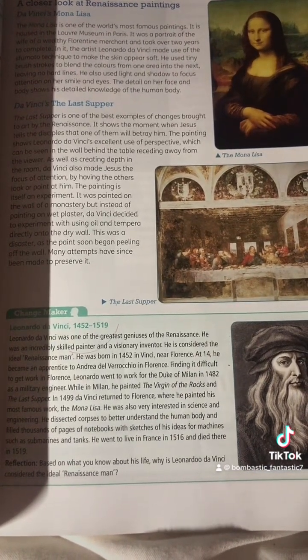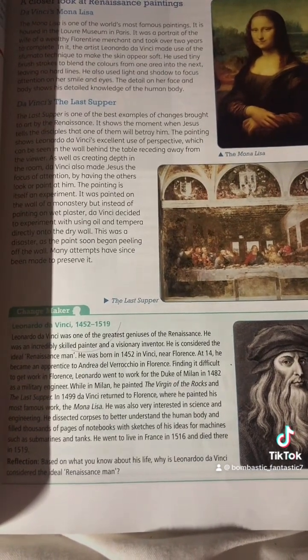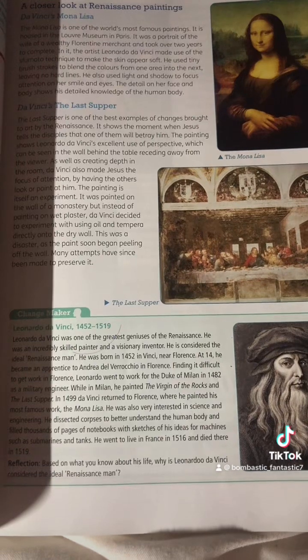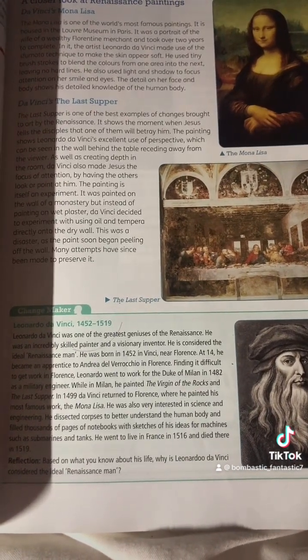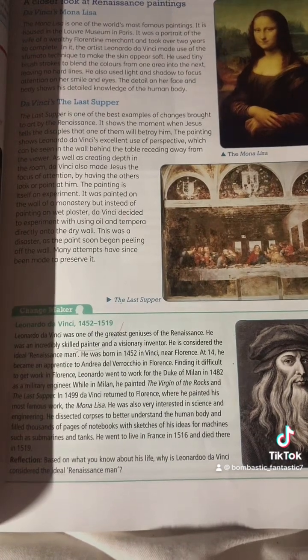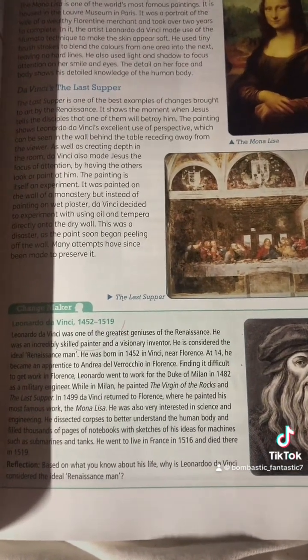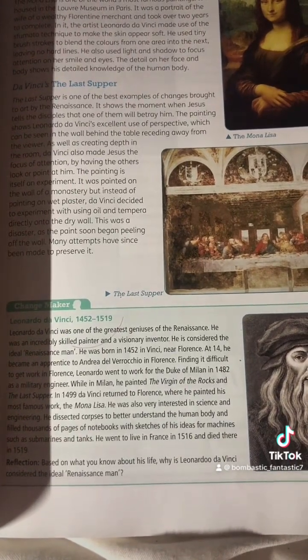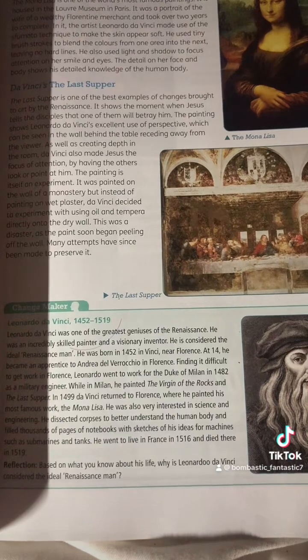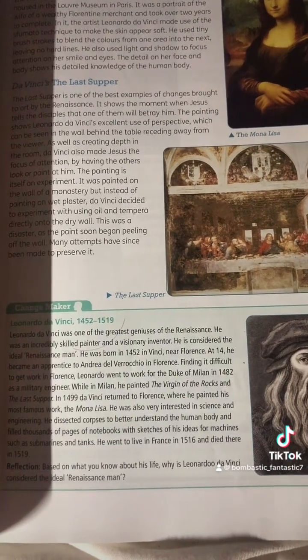He was born in 1452 in Vinci, near Florence. At 14, he became an apprentice to Andrea del Verrocchio in Florence. Finding it difficult to get work in Florence, Leonardo went to work for the Duke of Milan in 1482 as a military engineer. While in Milan, he painted the Virgin of the Rocks and the Last Supper.